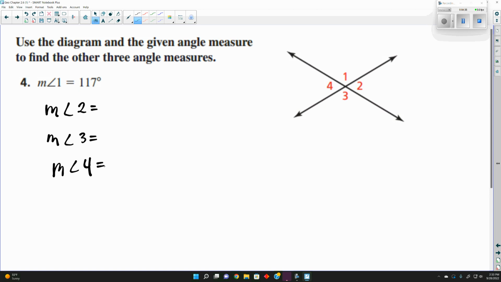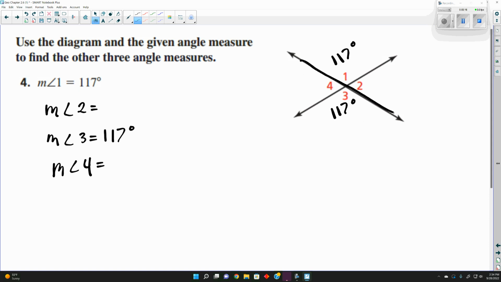So what is one of the angles that we know for sure? 1 is 117, yes? What other angle do we know? 3 is going to be what? So the measure of angle 3 is 117 degrees, because 1 and 3 are vertical angles. What do we know about 2 and 4? They're going to be vertical angles also, yes? So 2 and 4 will be the same.